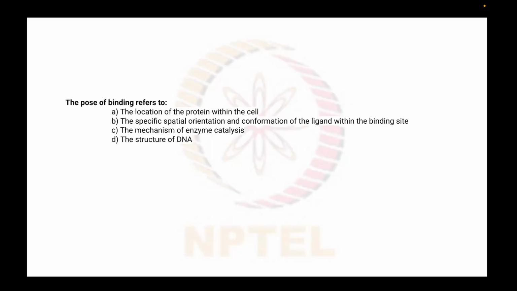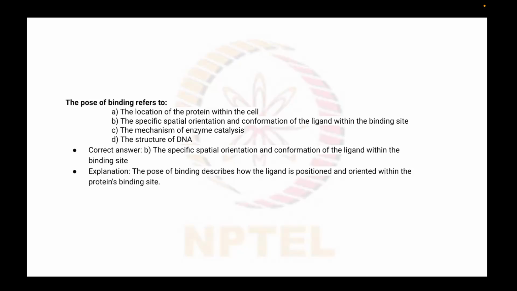The pose of binding refers to the specific spatial orientation and conformation adopted by a ligand within the binding site of a protein. It influences the strength and specificity of protein-ligand interactions by determining the complementarity of molecular surfaces and the formation of favorable interactions between the functional groups.